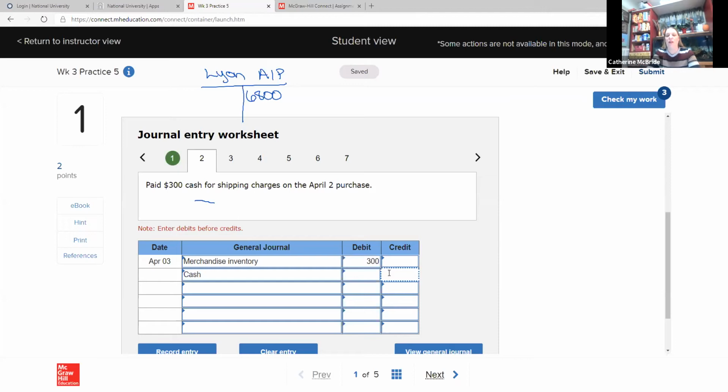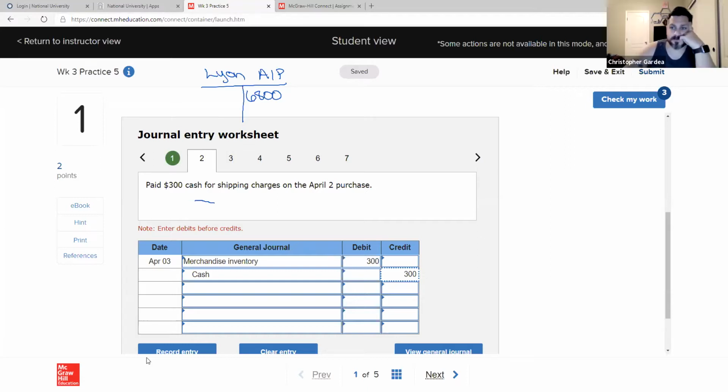So now if we looked at our inventory account, it would have the $6,800 from Lion plus the $300. So it would be $7,100 in inventory. All right, and this is only for shipping charges to bring the inventory to us. When we pay shipping to send what we sell out to our customer, that's a shipping cost. Does that make sense? Are we good? Are you guys sleepy?